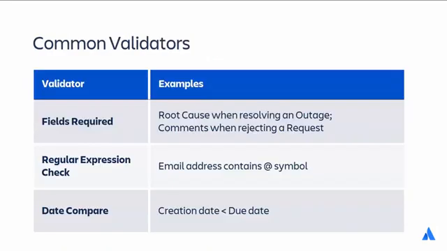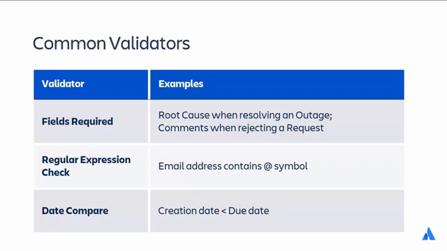Here are some examples of validators. Fields required. This is used to gather more information throughout the lifecycle of an issue, as we have seen. For example, you must input the root cause analysis field with detailed information before resolving an outage ticket. Or you must enter comments when rejecting an approval request.